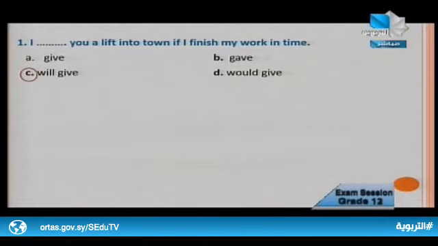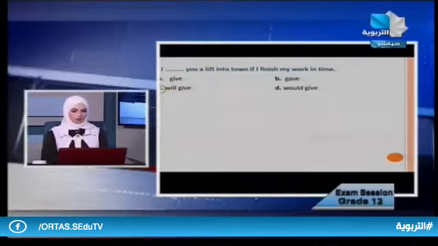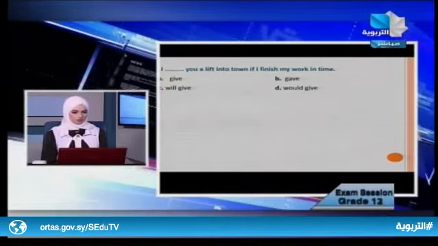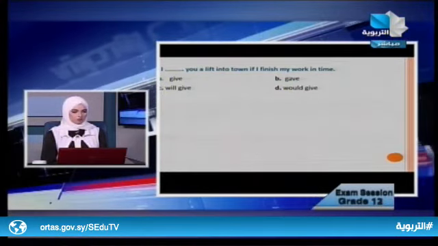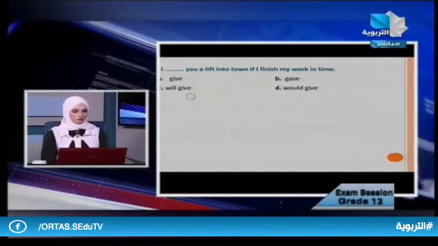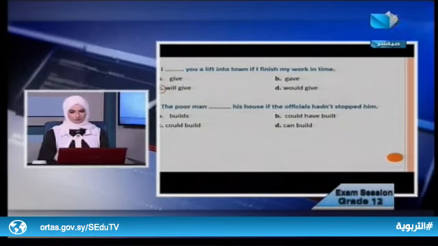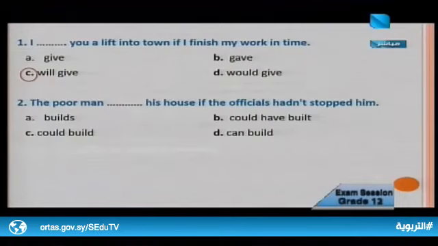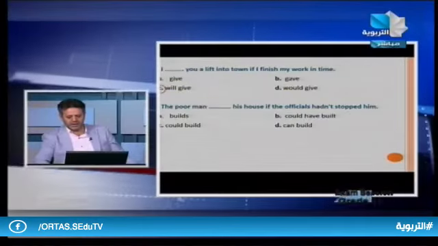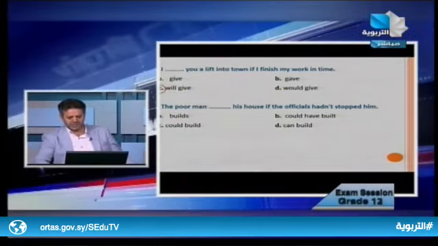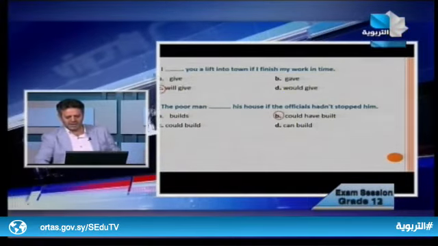Number one: I'll give you a lift into town if I finish my work in time. The if clause here is in the present simple, so we have to use will plus verb 0. The correct answer is C. Number two: the poor man could have built his house if the official hadn't stopped him. The answer is B, could have built, because in the second clause we have if plus had plus verb 3.